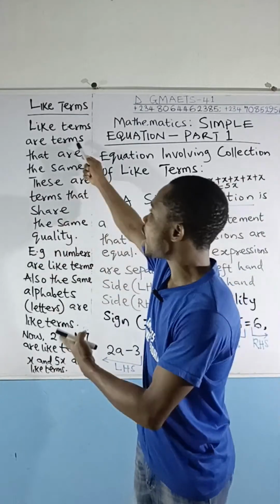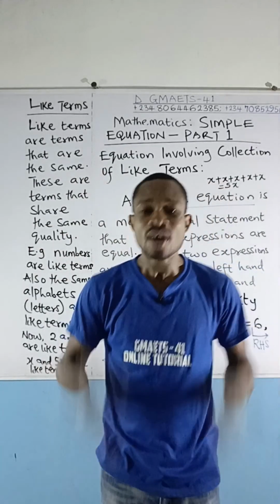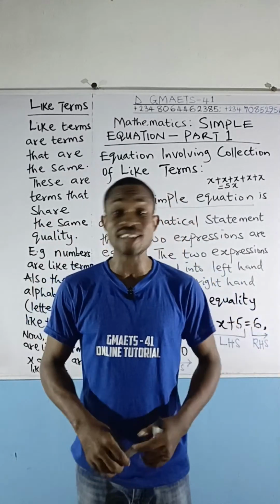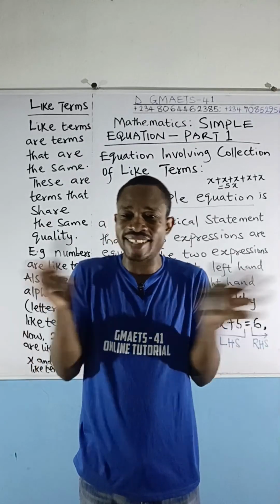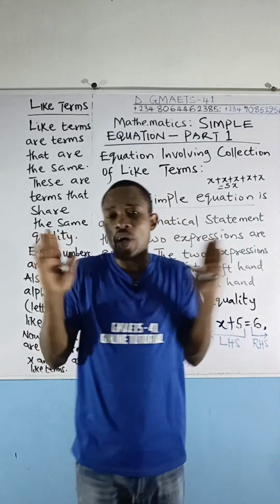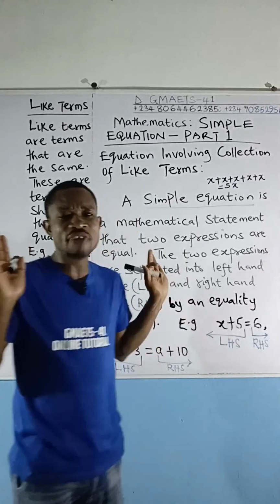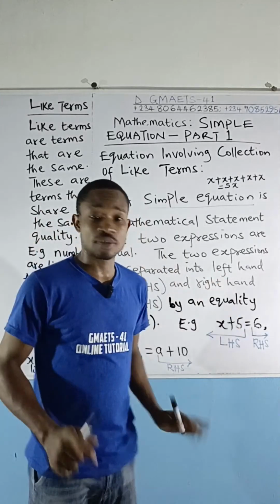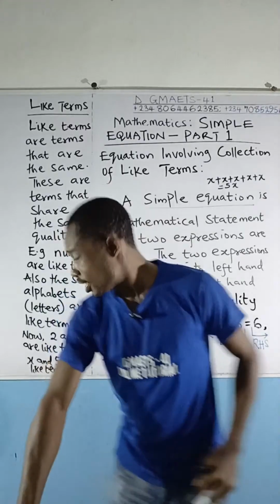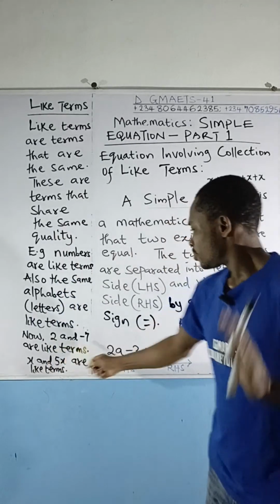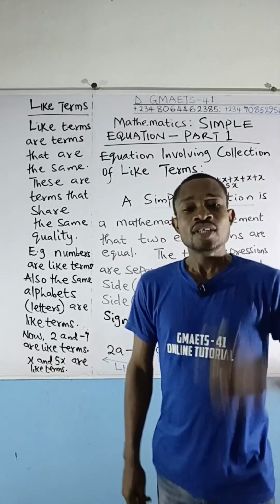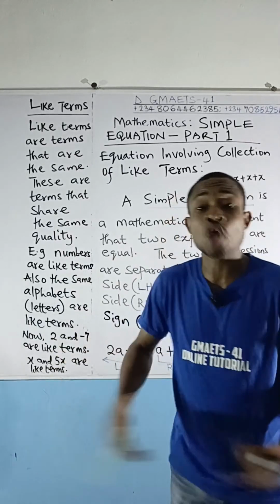Simply put, although you have the note written on the board, this is what you want to always remember. Pure numbers are like terms. That is, numbers without alphabet attached to them, without alphabet multiplying them. Numbers, pure alone. For example, 5 and 6. They are like terms. Look at this one. Minus 3 plus 10. They are like terms. Now look at this one. 2 minus 7. Pure numbers. There is no alphabet attached to them. They are like terms. Take note that the numbers do not have to be equal. It's not compulsory that they must be equal.